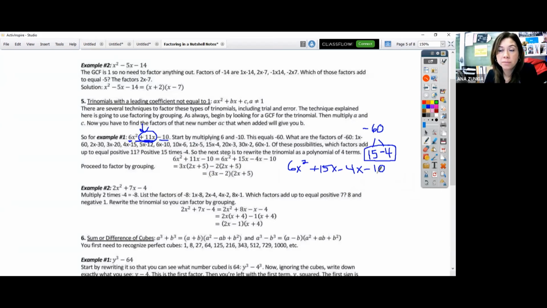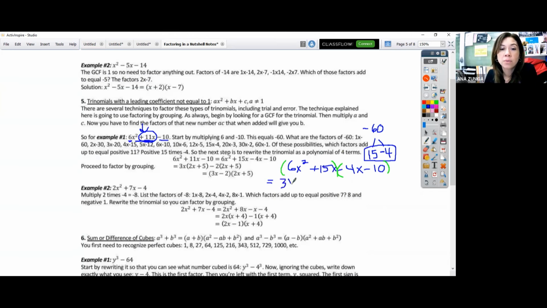I have 4 terms. I'm going to group the first 2. I'm going to group the last 2. Be careful with that minus. Make sure you include it in the parentheses. And so 6x squared plus 15x, they're both divisible by 3, and they both have an x in common.